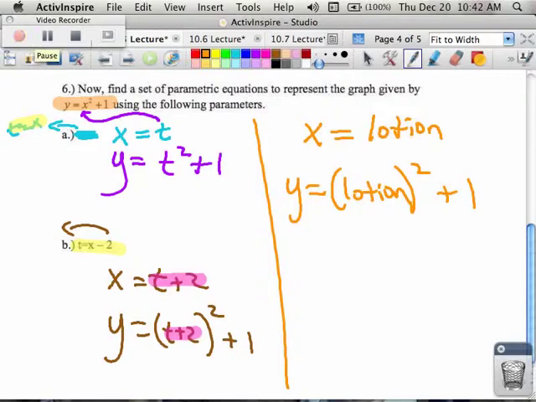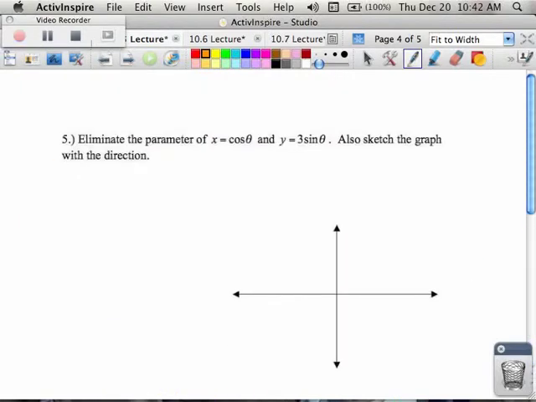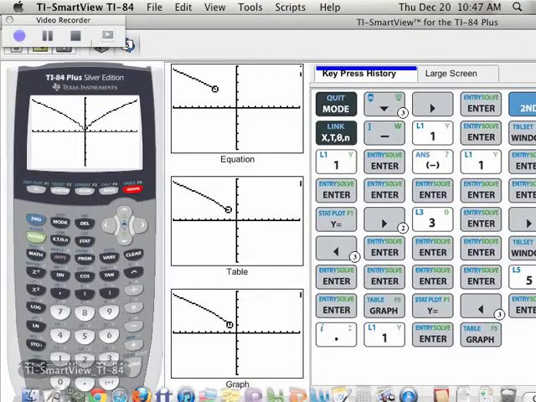In the last problem that we're going to do together, when they ask us to eliminate the parameter, what does eliminate the parameter mean? Eliminate. So let's take a look at this graph in degrees, in parametric mode, and see what happens.